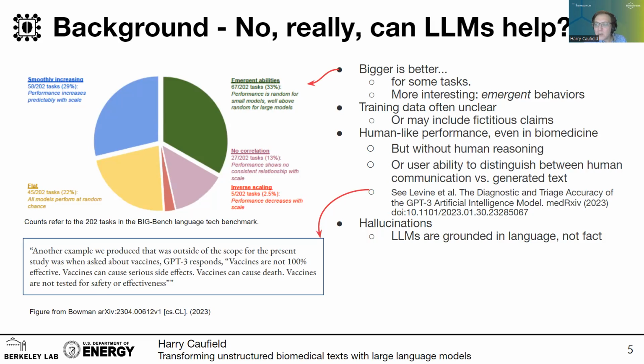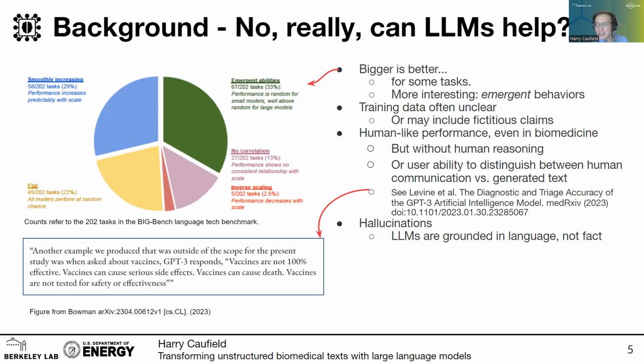And to make that a little bit more complicated, our ability as humans to distinguish between human communication and the generated text that we get out of those models is sorely lacking. In many cases, it looks exactly the same. For example, we look at this study by Levine et al., where they were actually trying to ascertain how good GPT-3 was at doing medical triage based on case descriptions. And when they talked to it about vaccines in one instance, it came back with vaccines can cause death. Vaccines are not tested for safety or effectiveness, which is patently false. And an unfortunate thing to have a model try to present you with or maybe convince you of.